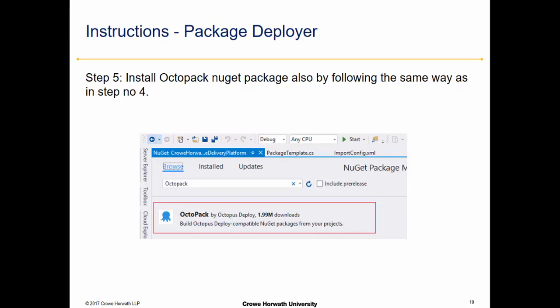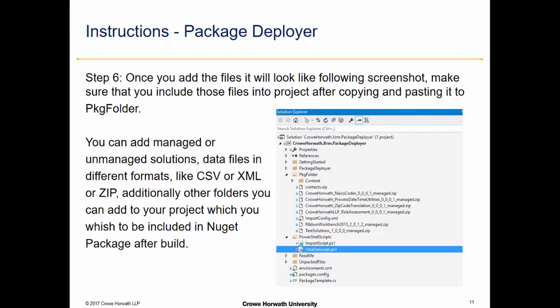Once this Octopack is installed on Visual Studio, we need to go to the project, and then we will add our files into the package folder. You can see here we have contact.zip. This is nothing but a data file. After that, we have some solution files, that is in the manage form. Also, we have the import config that we have explained earlier, and we have some test solution also. All these solution files and the data files should be contained in the package folder.